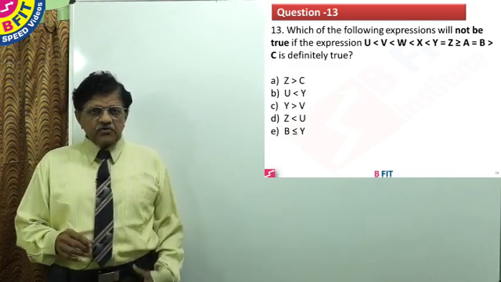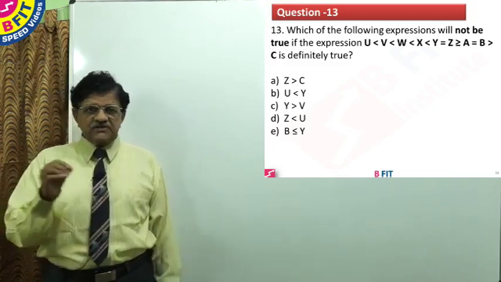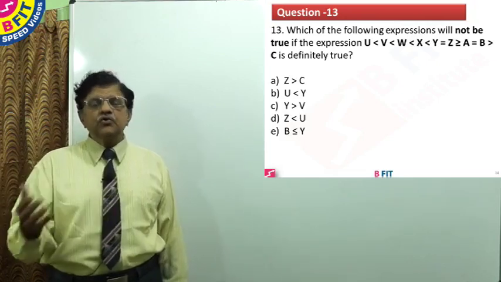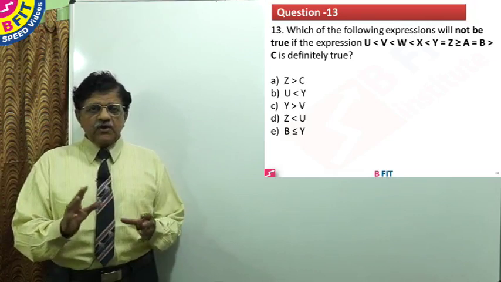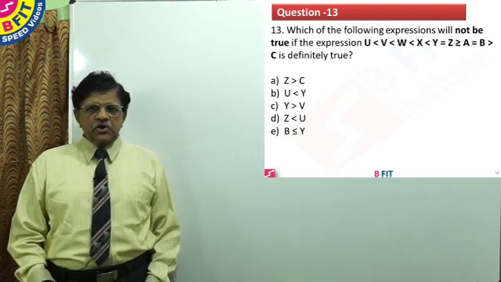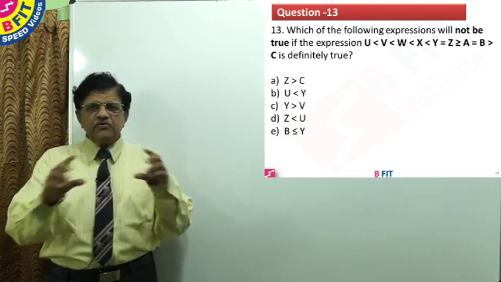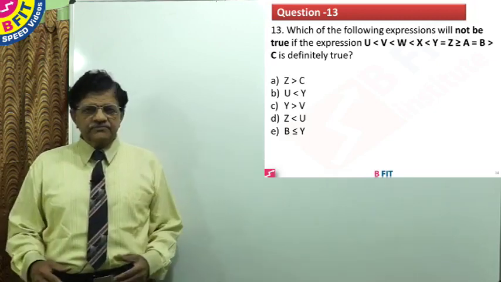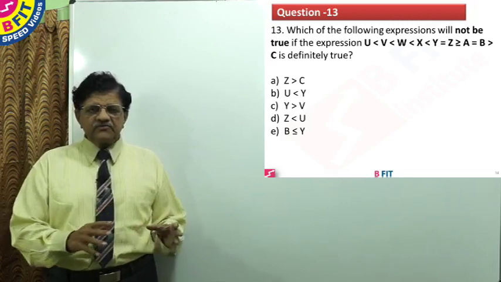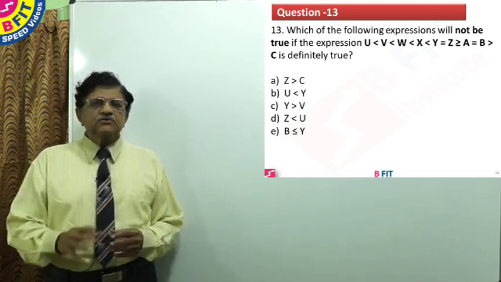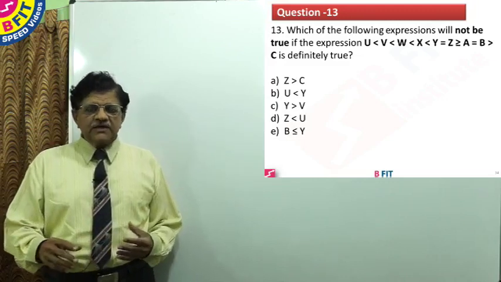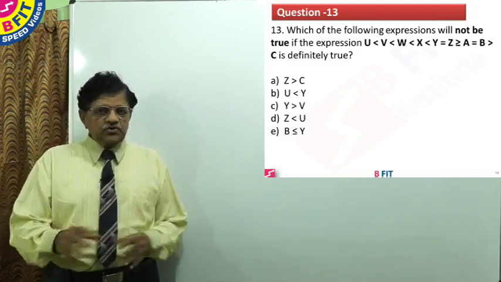And you have to read the question very carefully, because the question is saying which of the following expressions will not be true. So there is a negative connotation. Normally they will give you an expression and ask you to find out which of the conclusions is true. Here this is the opposite of the normal question. They are giving an expression and asking you to find out which of the expressions will not be true. So this is a trap.